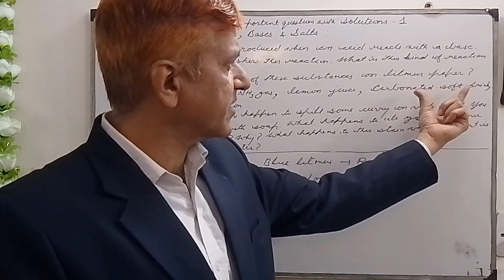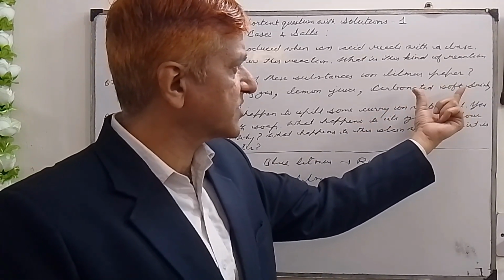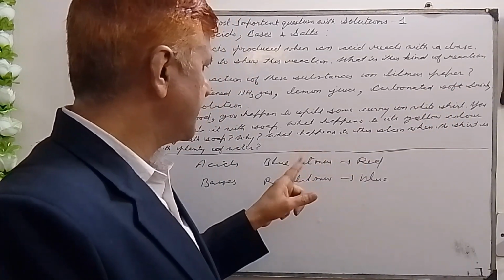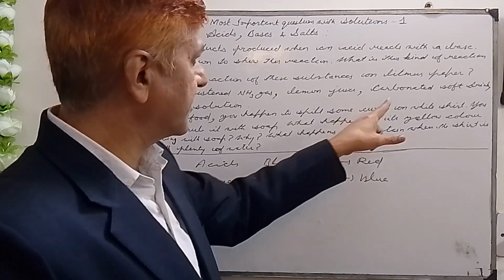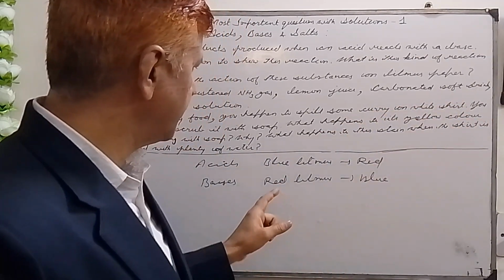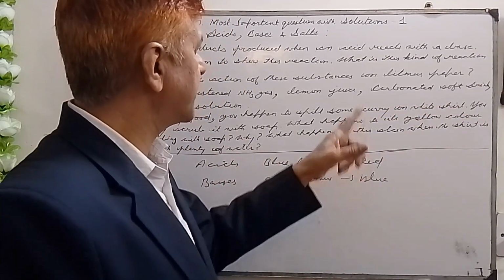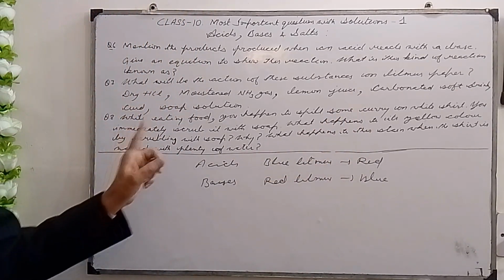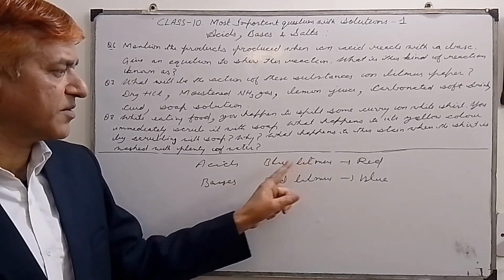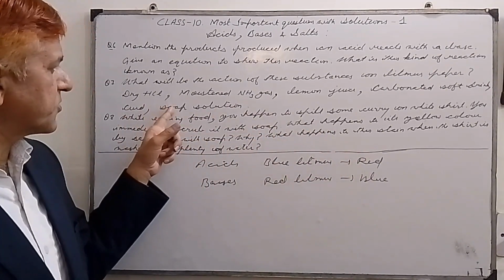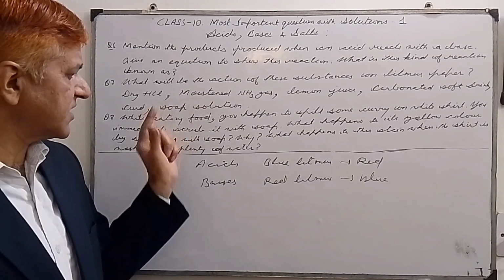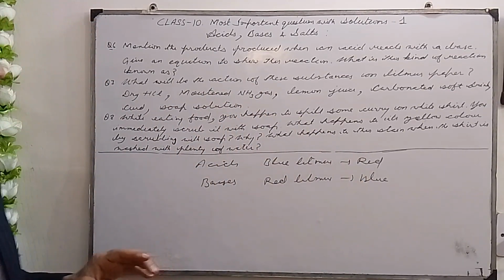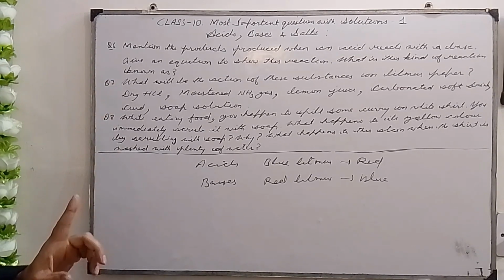Carbonated soft drink, these drinks actually contain which acid? Carbonic acid. So again, this carbonated soft drink will turn blue litmus paper red. Then curd has which acid? Lactic acid. So this will turn blue litmus paper red. Soap solution is basic in nature, so it will turn red litmus paper blue. So my dear student, this is how to do this question.